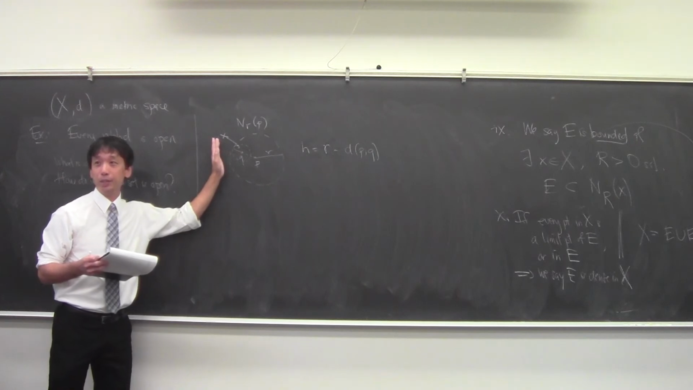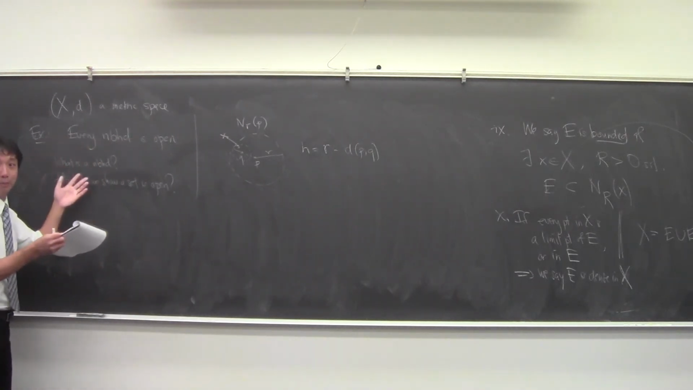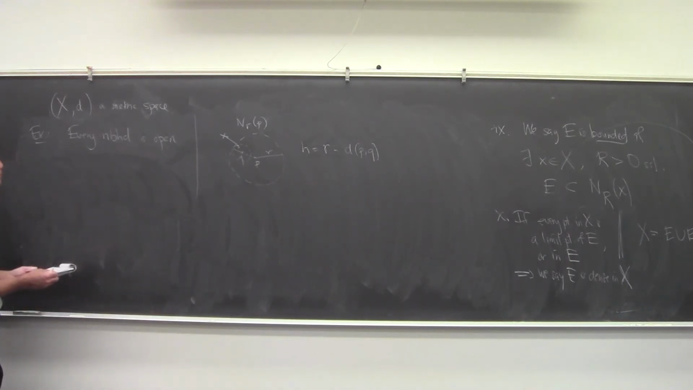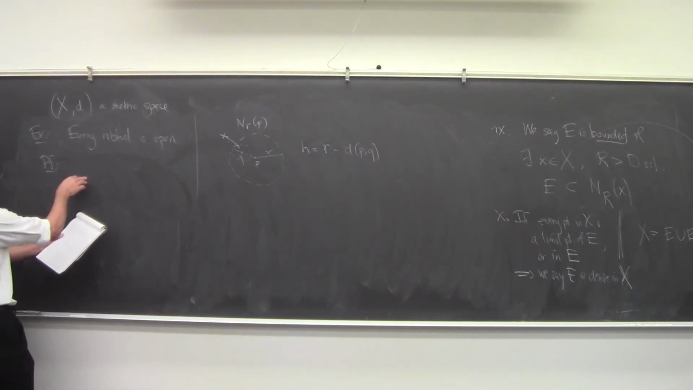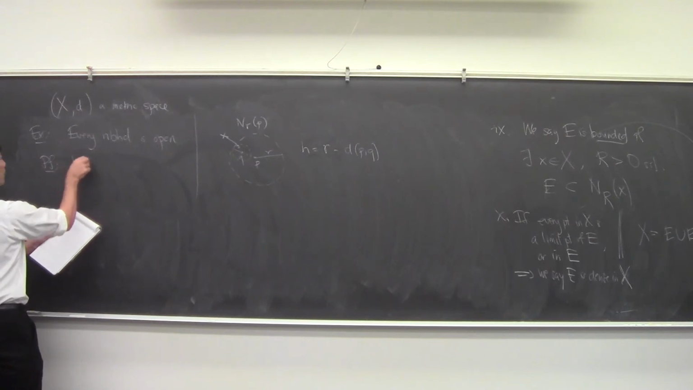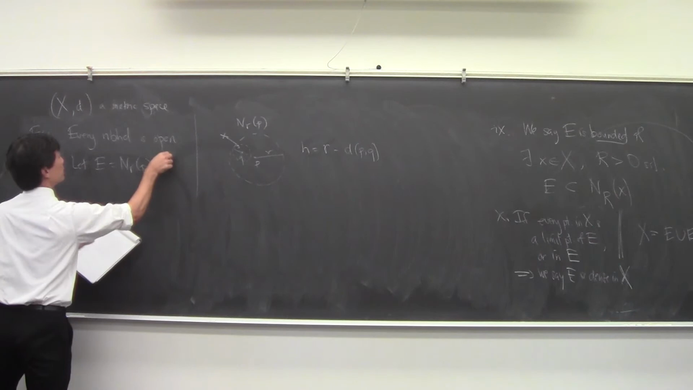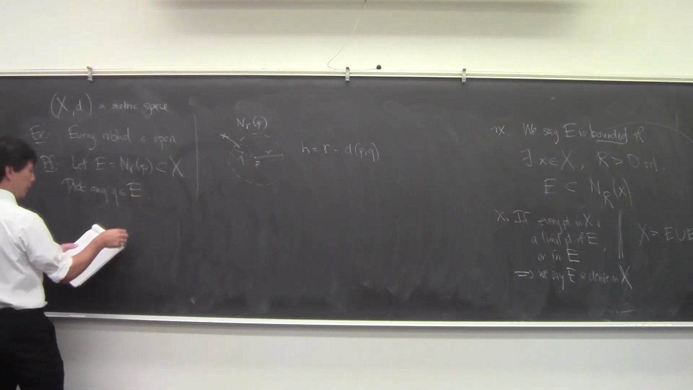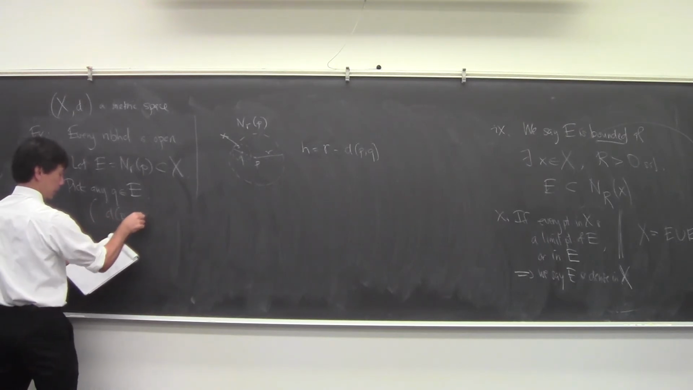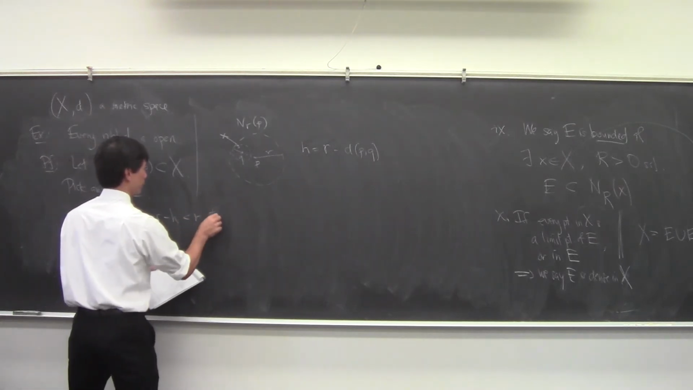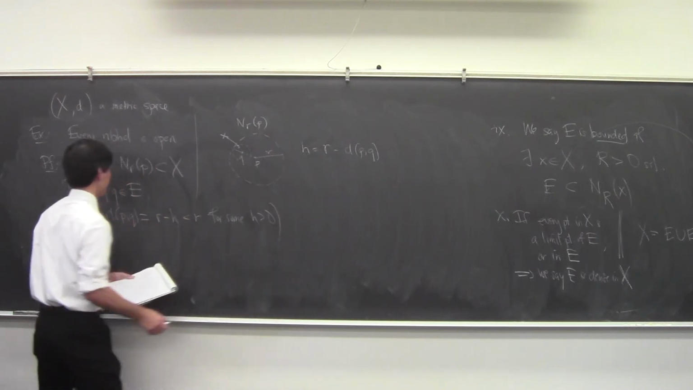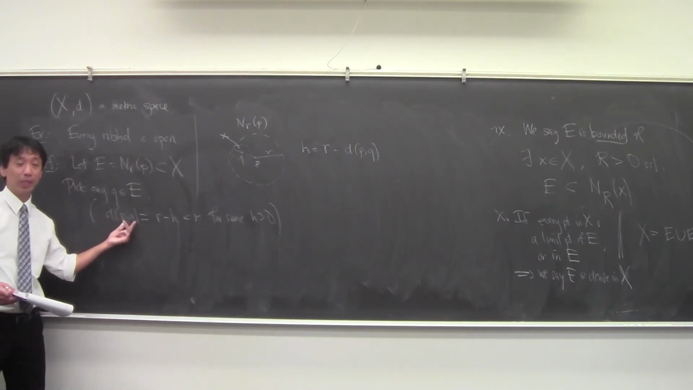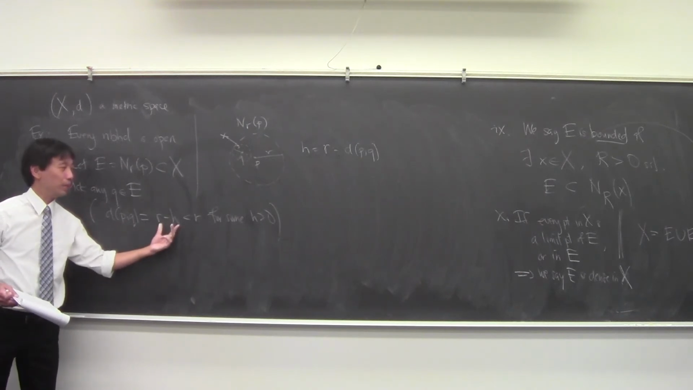Okay. So this gives you your intuition, and for the most part, your intuition in R2 is going to hold in your arbitrary metric space. Okay. So let's do the proof. Let the neighborhood of radius R around P be some neighborhood in your space. Pick any Q in E. Then the distance from P to Q is some number R minus H, for some positive H, because the distance from P to Q is smaller than R.